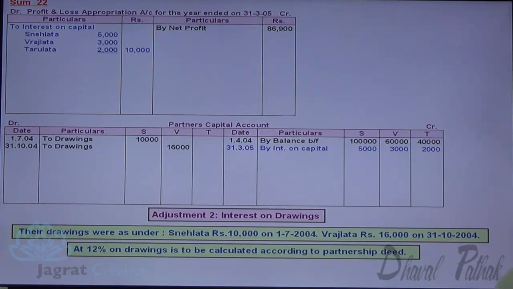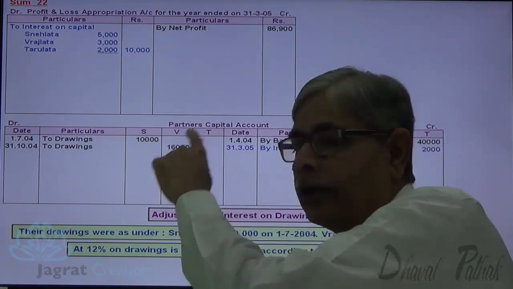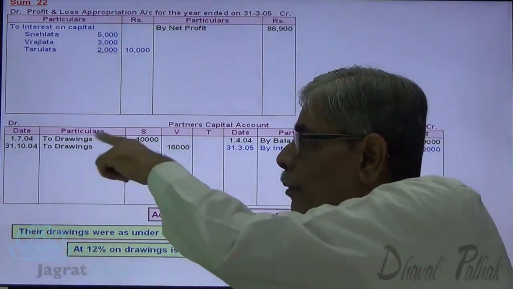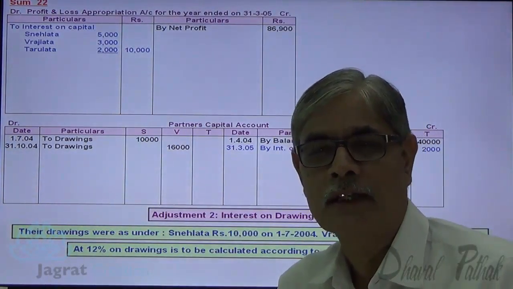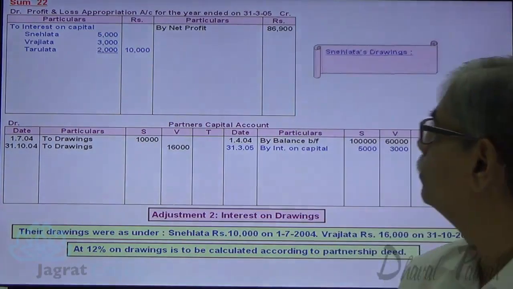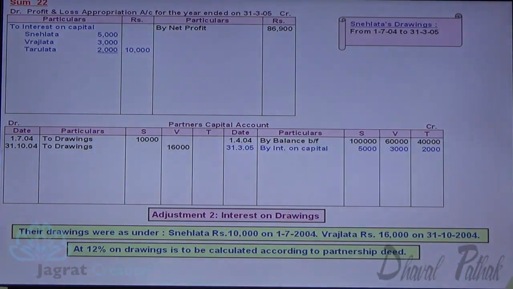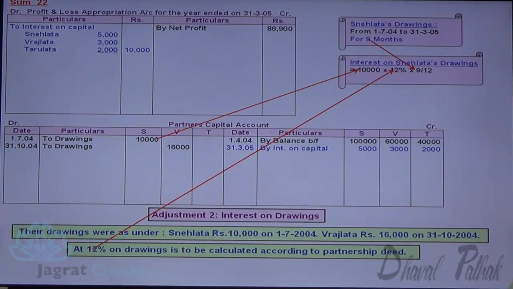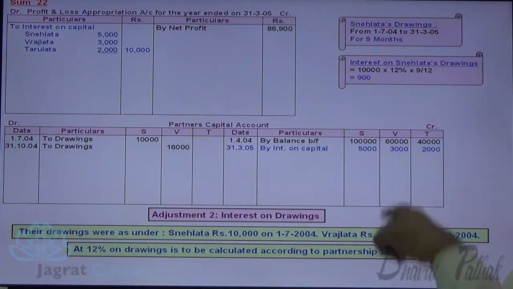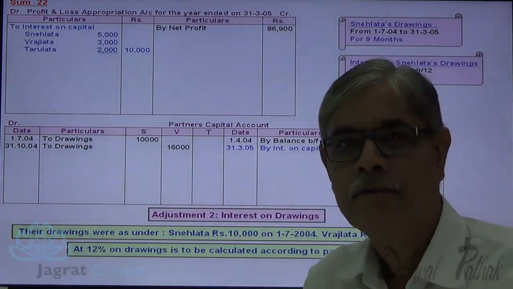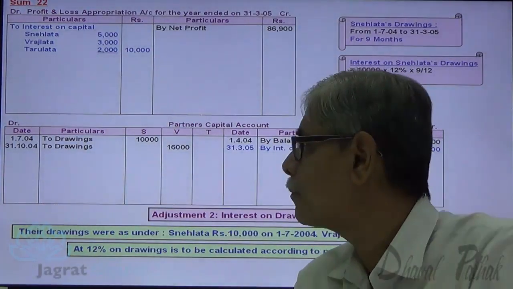Now what is the period for which the interest is to be calculated on 10,000? From 1/7/2004 to 31st of March 2005. How many months? 9 months. So 10,000 into 12% into 9/12. Interest on drawings works out to 900.